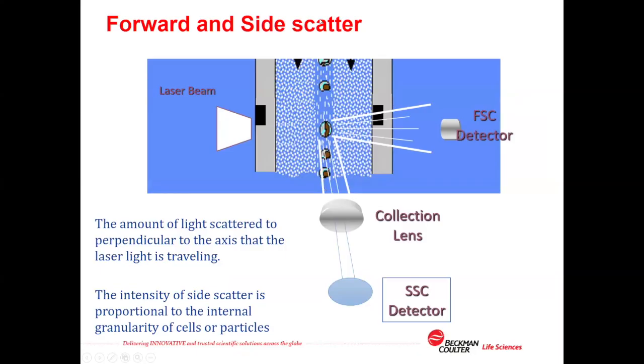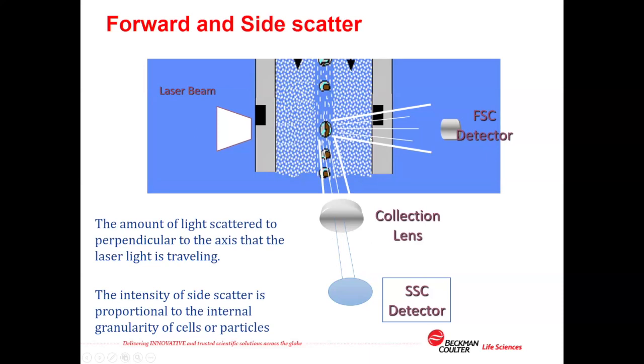I'll come back later to what is in this and what is all flowing. But the cell is flowing through a liquid stream, and you have the laser beam or the light hitting the cell, and two things happen. The scatter happens, and the scatter is again of two types. One is the scatter that happens in the same direction as the light source, which we call forward scatter, right? And the scatter of light which happens perpendicular to the light source is called side scatter.